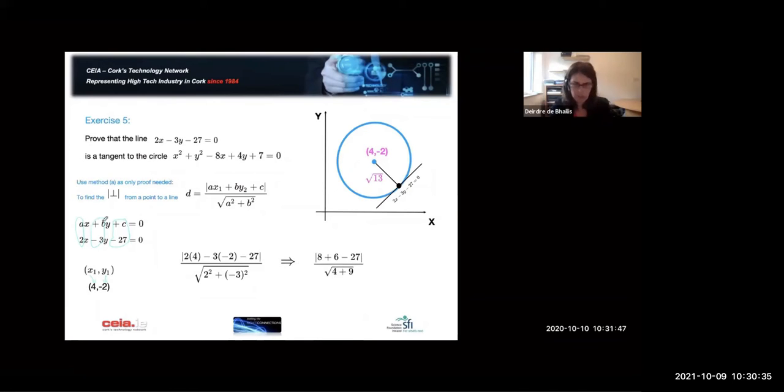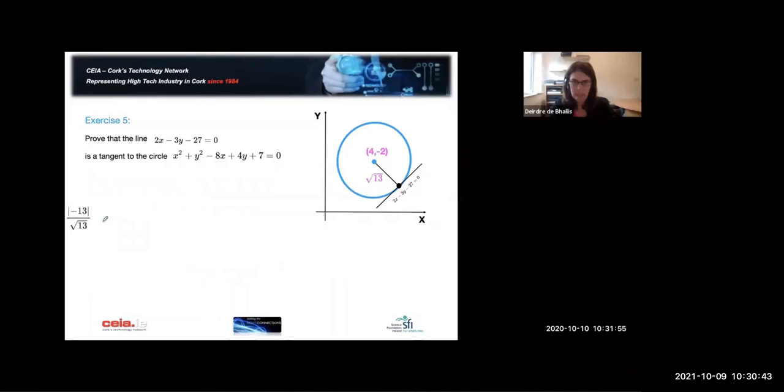That works down to 8 plus 6 minus 27 over the square root of 4 plus 9. Working that out further, we get the modulus of minus 13 over the square root of 13. Now the modulus of minus 13 is simply 13 over the square root of 13. And 13 can be written as the square root of 13 multiplied by the square root of 13, over the square root of 13. So we cancel those, and what we are left with is the square root of 13.